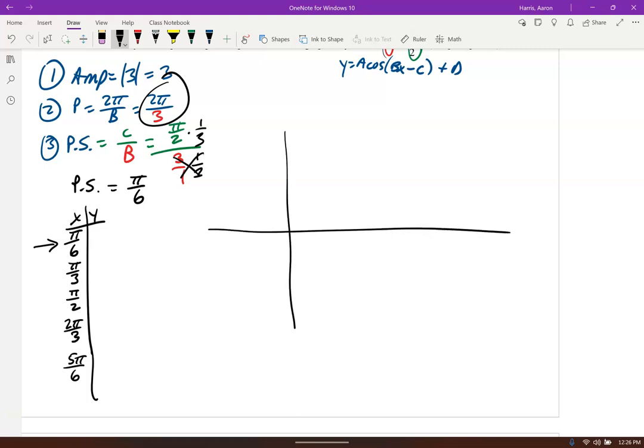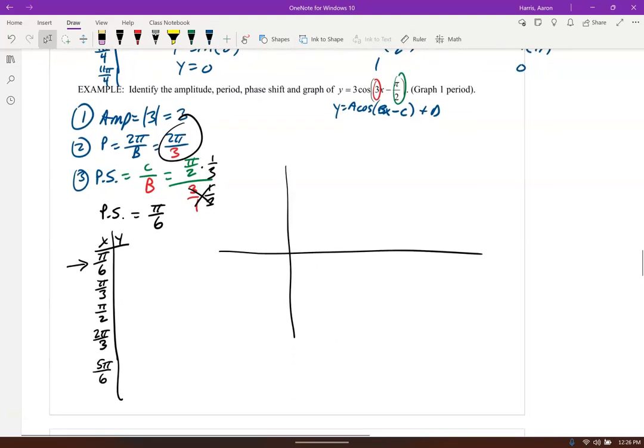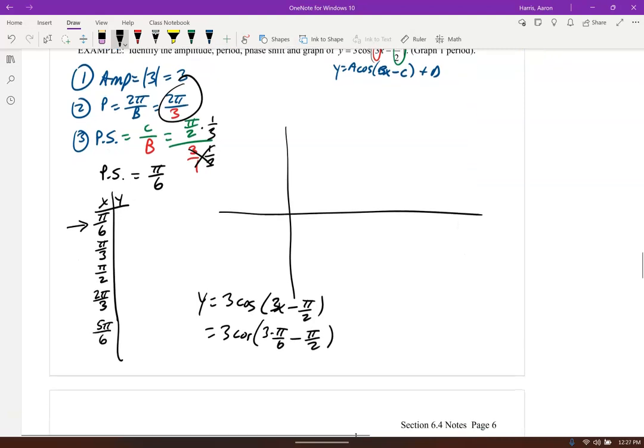And let's throw in, let's see, what was our original? y equals 3 cosine of 3x minus pi halves. And I'm going to throw in the pi sixths. So 3 times pi sixths minus pi halves. Well, 3 pi sixths is pi halves. That's pi halves. So I got 3 times cosine of 0. Well, the cosine of 0 is 1. So I got 3 times 1 is 3. So I'm at pi sixths.